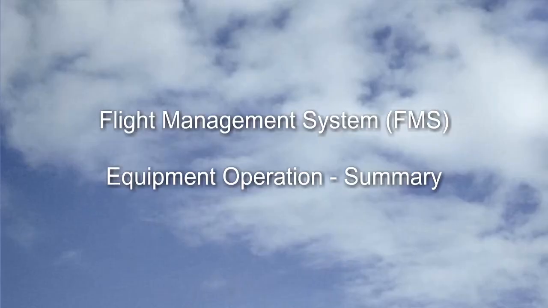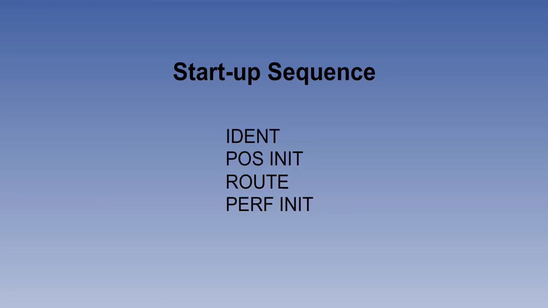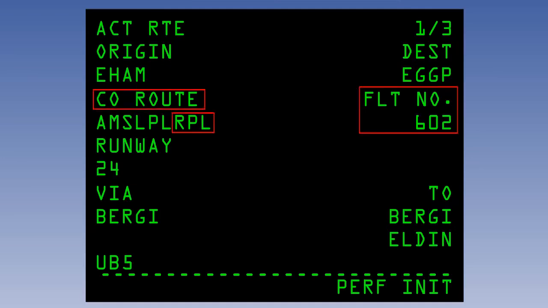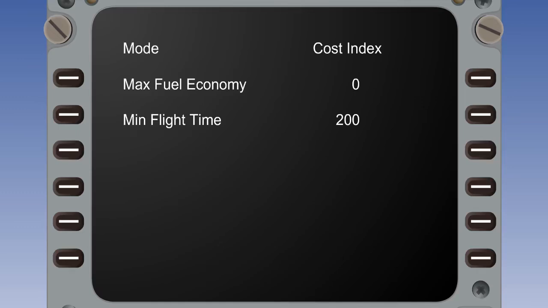Let's summarize this lesson. The first 4 pages in the startup sequence are always the same. Identification, position initialization, route and performance initialization. The route is usually entered simply using the operator's flight number. Cost index is determined by dividing aircraft operating costs by fuel costs.